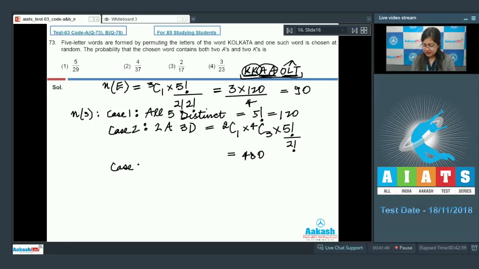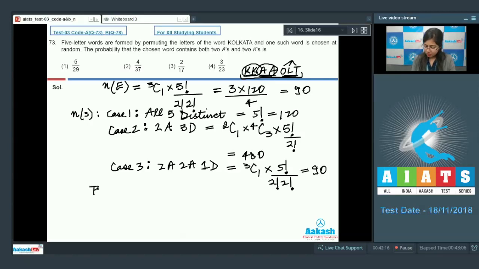Similarly, we have case 3 where we have 2 alike and 2 alike. This will be equal to selecting KKAA, and from the other 3, we have to select any one, which will be 3C1 into 5 factorial upon 2 factorial into 2 factorial, which is equal to the number of elements in event E, which is again equal to 90.